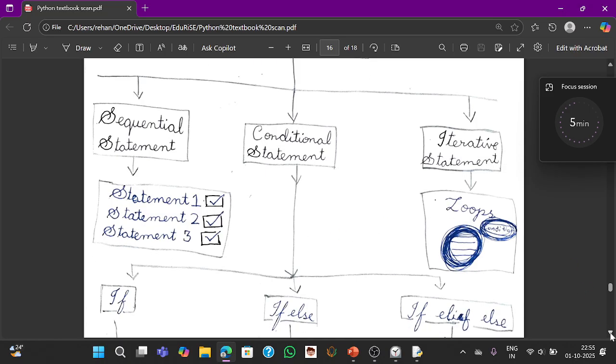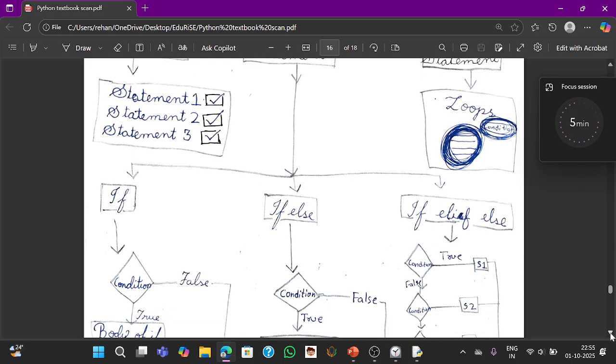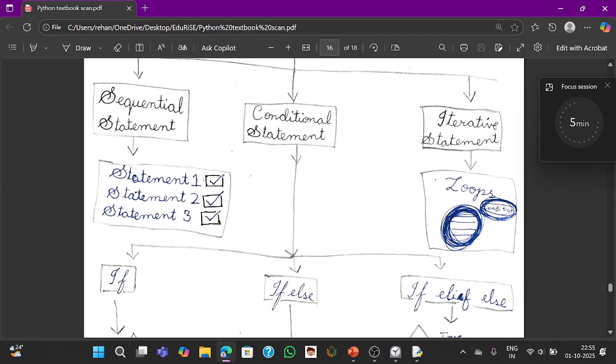Then we have the conditional statement. This is a bit lengthy. This is the whole part. Actually, we'll be doing some practice in the programs. So we have conditional statements such as if condition, if else condition, and if elif else condition. So these three conditions are there. Then we have the iterative statement. As of now, in the 7th grade, you don't have much of this iterative statement. They have just given you the definition.